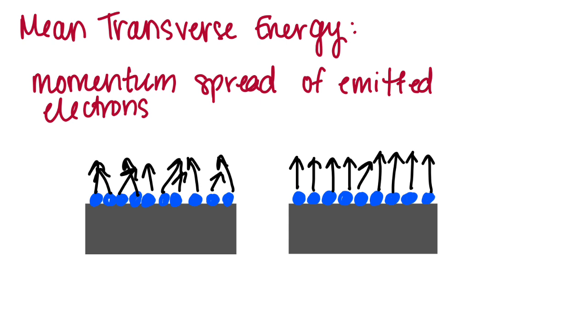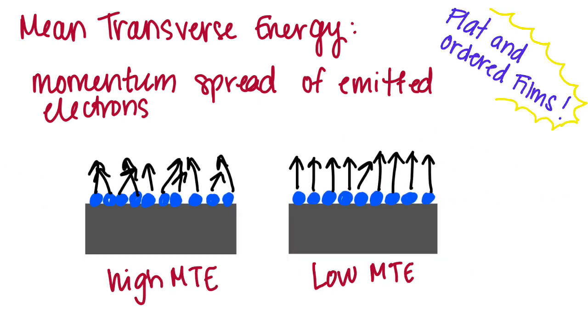With a high MTE, the electrons are being emitted in different directions, whereas with a low MTE, the electrons are being emitted in the same direction, which improves the brightness and effectiveness of the beam. We believe that flat and ordered films will help lower the MTE.